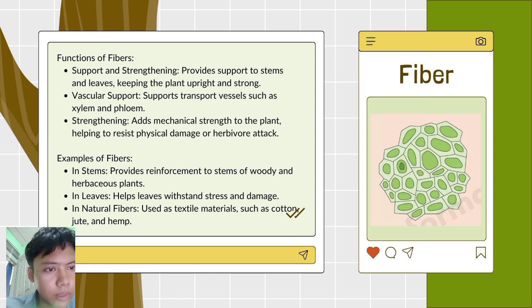And next are examples of fiber. One, in stems, providing reinforcement to the stems of woody and herbaceous plants. Two is in leaves, helping leaves withstand stretch and damage. And the last is natural fibers, used in textile materials such as cotton, jute, and hemp.